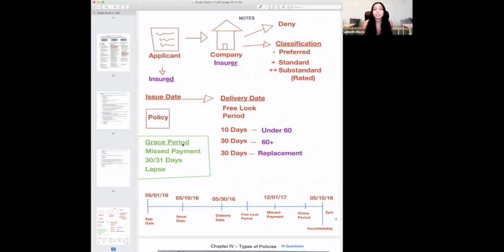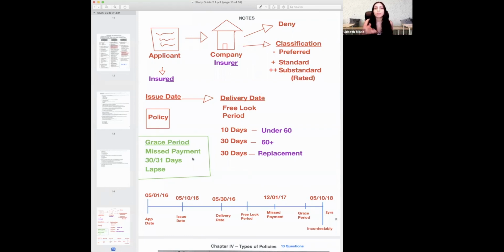Okay, grace period. Grace period is when you miss a payment, right? So let's say you miss a payment by accident. It happens, right? So you miss a payment, you'll get 30 to 31 days to pay back that payment. Now, you see I said 30 to 31. So 30 or 31. If you see 31, that's the more right answer. That's the one you really want to go with. But let's say 31 isn't an option, then go with 30, okay? So you get that time to pay back your policy, okay?